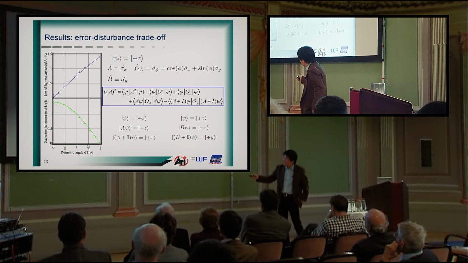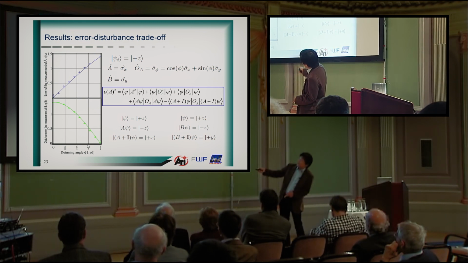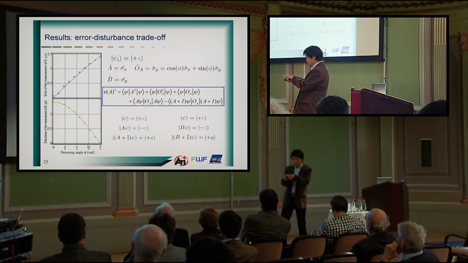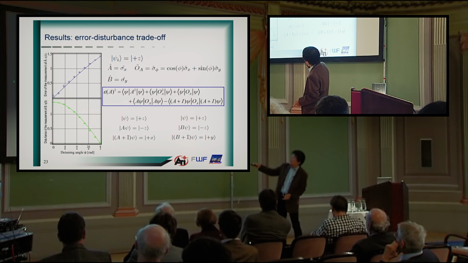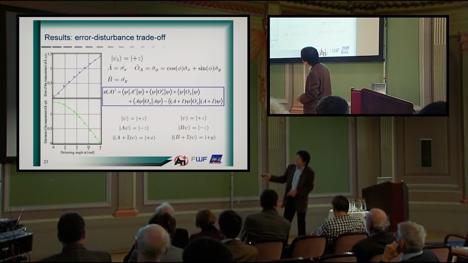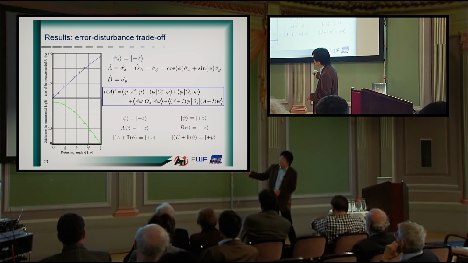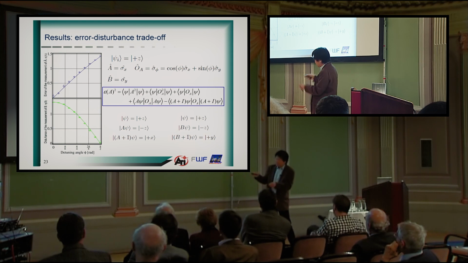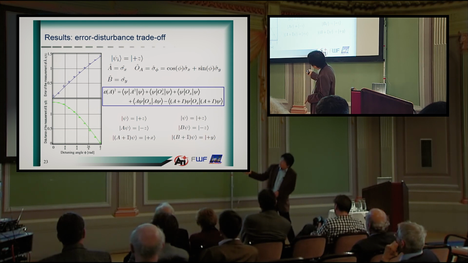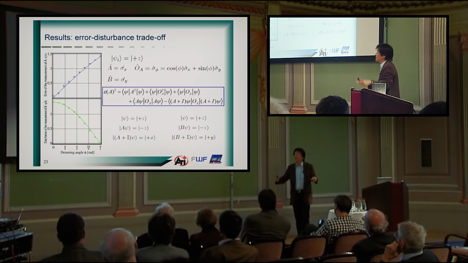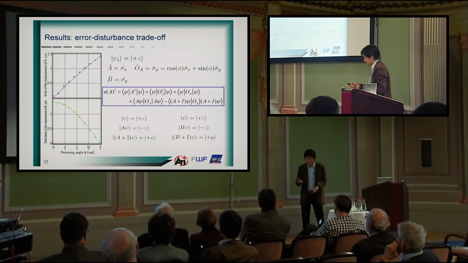Then this is a parameter of the detuning. If one measures exactly the X direction, this corresponds to X, the error is very small. But if detuning is getting larger and larger, then the error is getting larger and larger. On the other side, if we measure the Y direction, then the disturbance is very small. But if there is a detuning from the Y direction, then the disturbance gets large. This is really a trade-off relation between the error and disturbance.